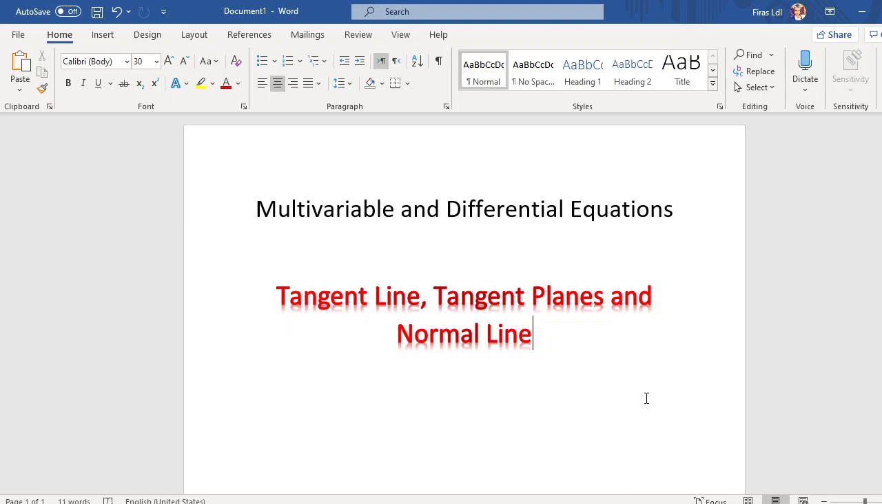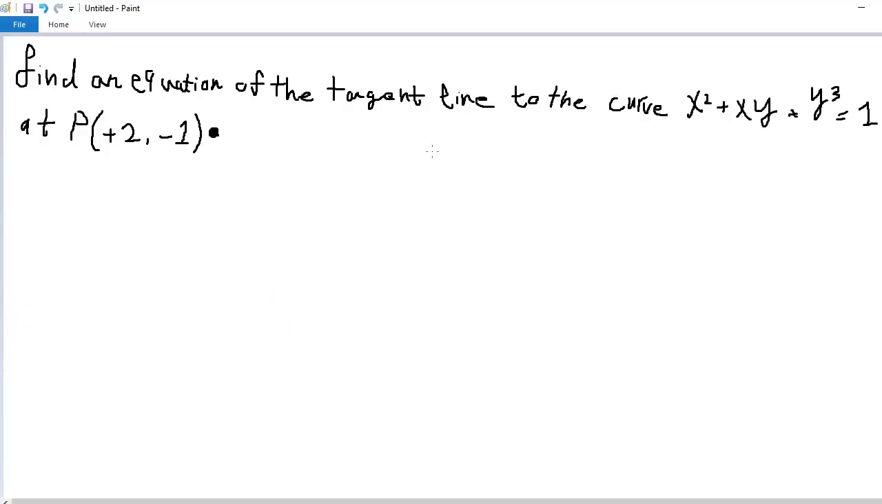I will give you only one example to give you a recap, a review of what you took before. It's really simple and it's not that difficult. Here, a question says: find an equation of the tangent line to the curve x squared plus x times y plus y to the third is equal to 1 at the point (2, negative 1).